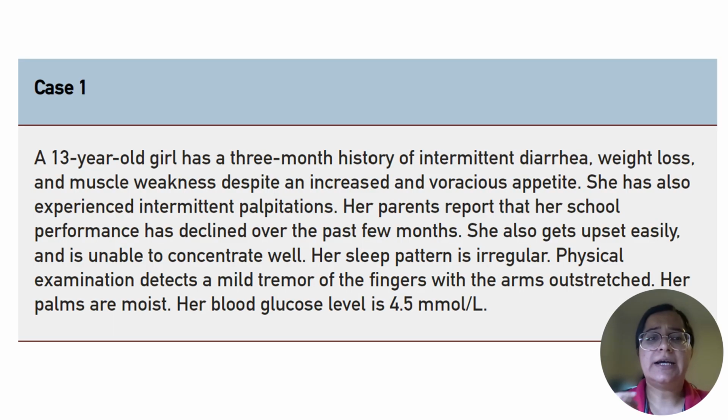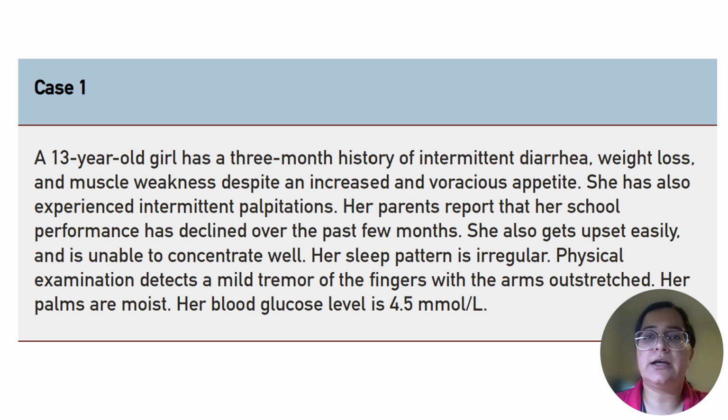A 13-year-old girl has a 3-month history of intermittent diarrhea, weight loss, and muscle weakness despite increased and voracious appetite. She has experienced intermittent palpitations. Her parents report that her school performance has declined over the past few months. She also gets upset easily, is unable to concentrate, and her sleep pattern is irregular. Physical examination detects a mild tremor of the fingers with the arms outstretched. Her palms are moist, and her blood glucose is 4.5 millimole per liter. So at this point, you are thinking of something which is connecting multiple systems.